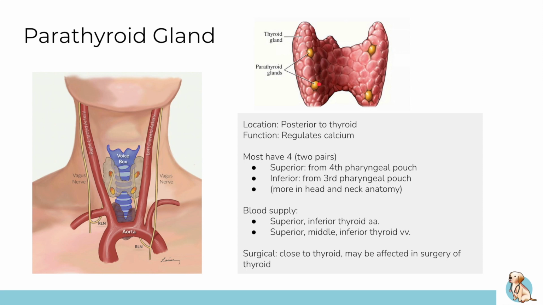Blood supply, you can go through that in your own time. Surgical, so it's important to know that, as you can see, the parathyroid glands are very close to the thyroid, so they may be affected inadvertently in the surgery of a thyroid. So if you inadvertently, while doing a thyroidectomy, also perform a parathyroidectomy, then that will have consequences such as reduced parathyroid hormone and reduced calcium.